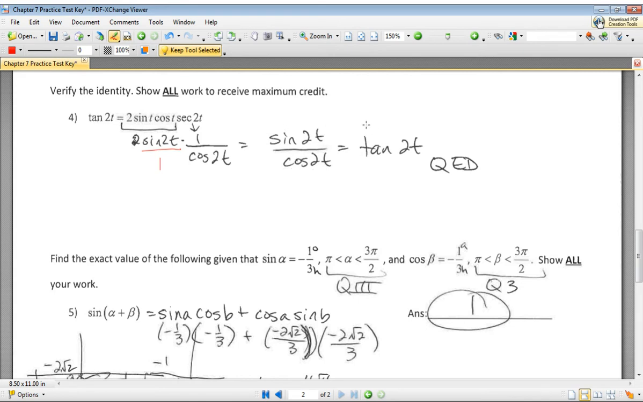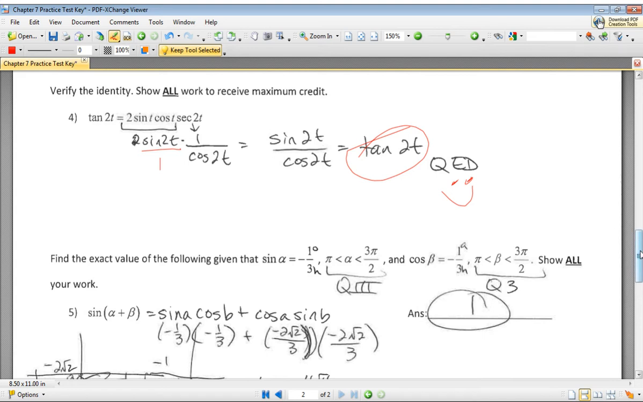Well, sine over cosine is always tangent when they have the same variable going on. So we have tangent 2t, which is what we were trying to do. We're done. So give me a smiley face. Give me something that says, hey, this is what we were trying to do.